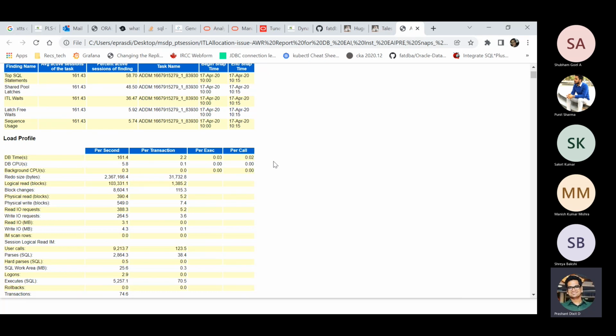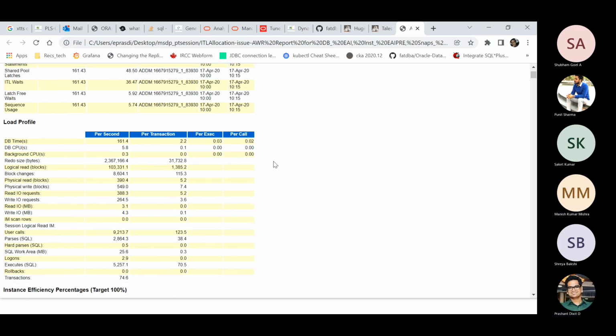All right. So, the load profile. Any question? No question. Okay. Now, what is the importance of this section called the load profile? You see a lot of things here: these metrics DB time, DB CPU, redo size, and everything, right? So it's important that you pay your observation or your focus to the physical reads, physical writes, hard parses, right?